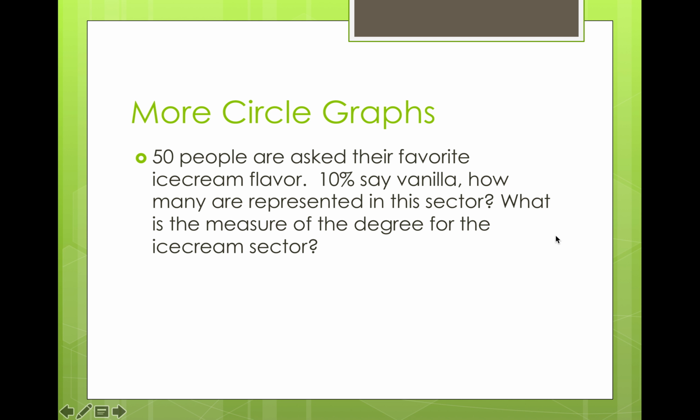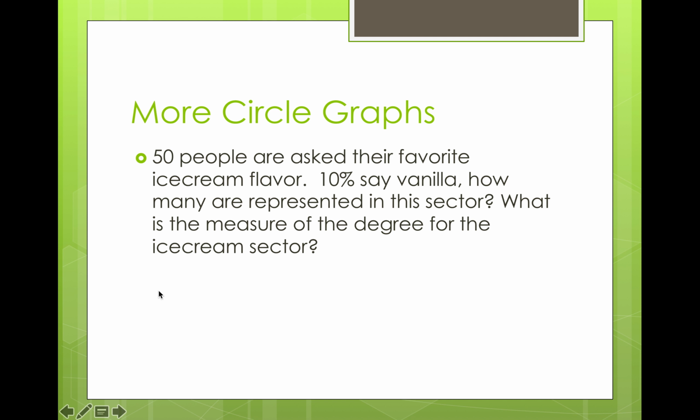Let's look at a different one. So this is where we're asking people for their favorite ice cream flavor. And we asked 50 people. We're going to have 2 questions. First, if 10% of them say they like vanilla, how many people is that? So I'm going to do 10% of 50.